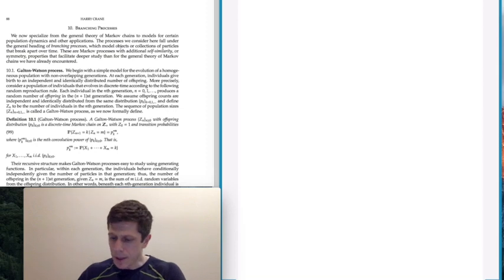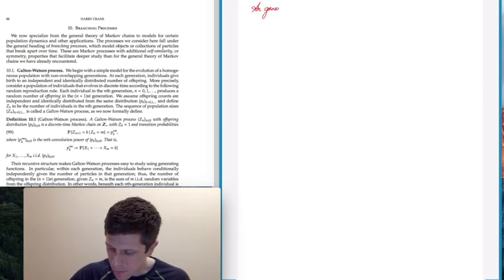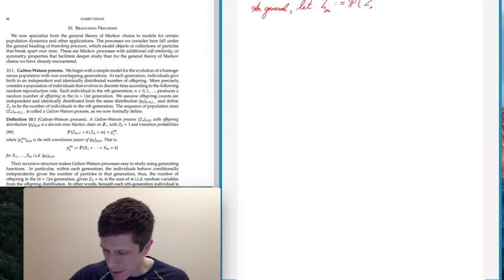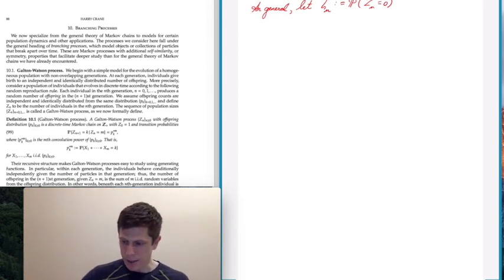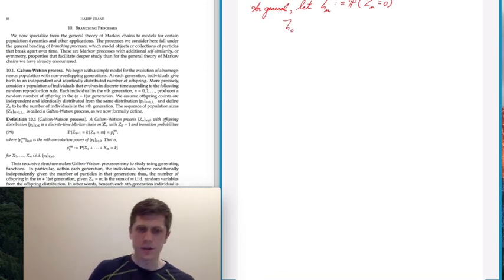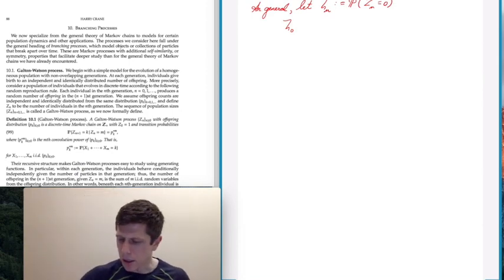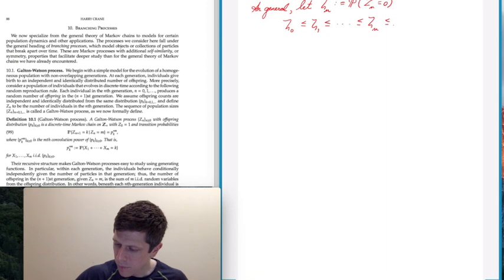So notice that in general we can define a sequence zeta n to be the probability that the nth generation is extinct. If there's nobody in the nth generation, then the population is going extinct because there'd be nobody to produce offspring in any future generations. So of course zeta zero should just be zero, because we start with one individual, but this is a monotone, non-decreasing sequence. It's also bounded above by one.